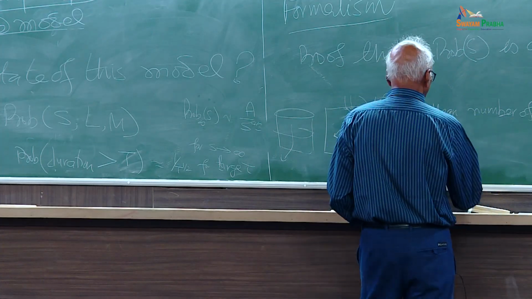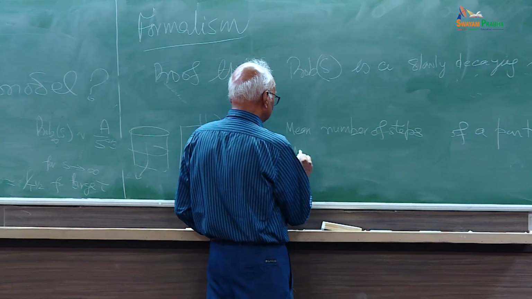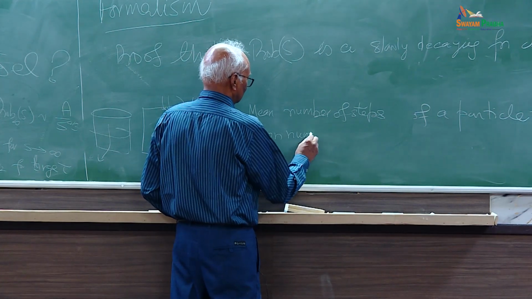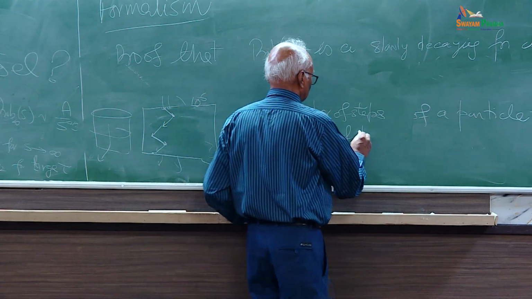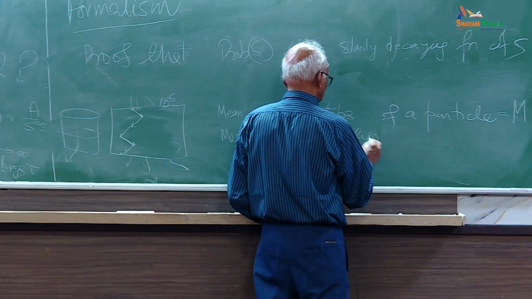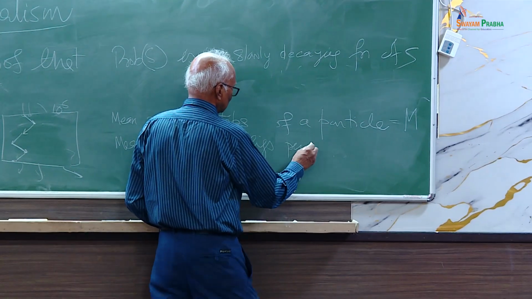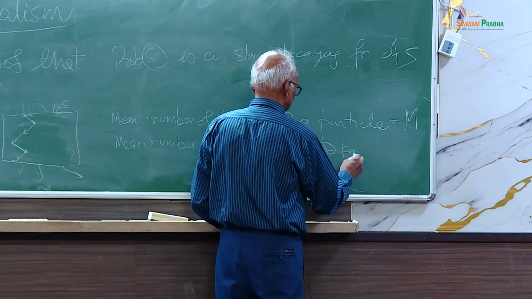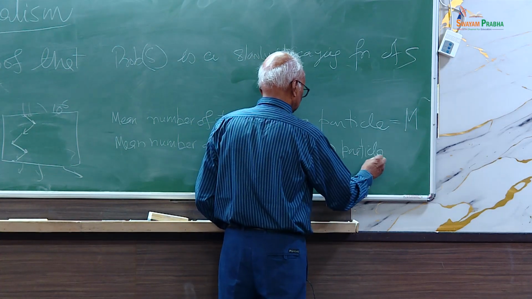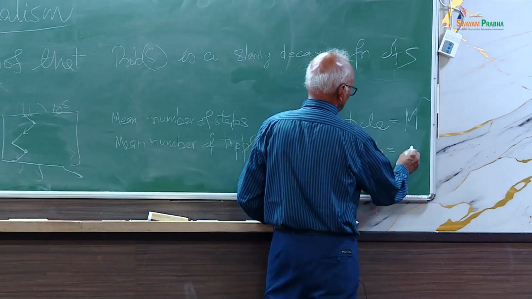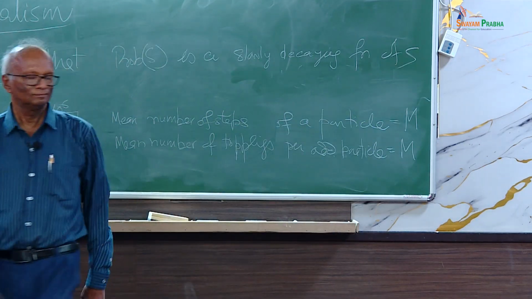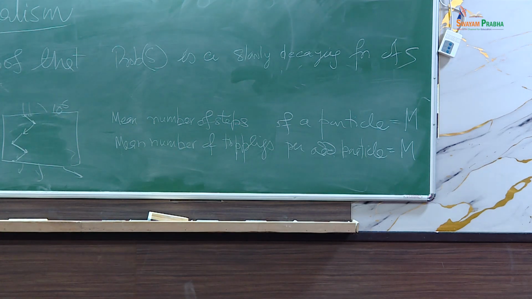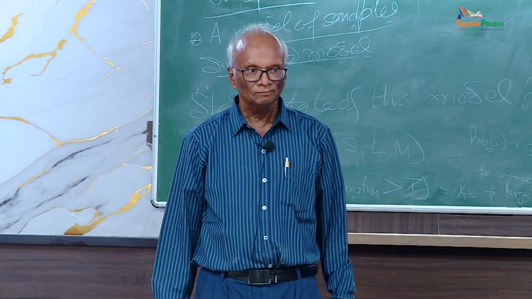Okay? So, mean number of topplings per added particle is equal to m. In fact, the number is always m. If I mark a particle and until it leaves, it will go exactly m topplings. Nothing it can do. Okay?